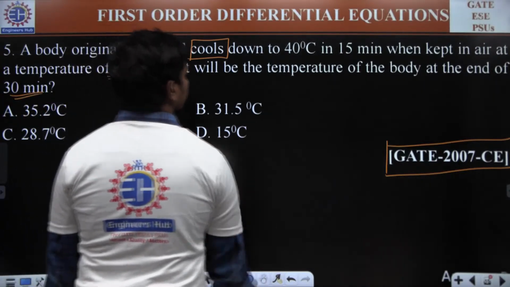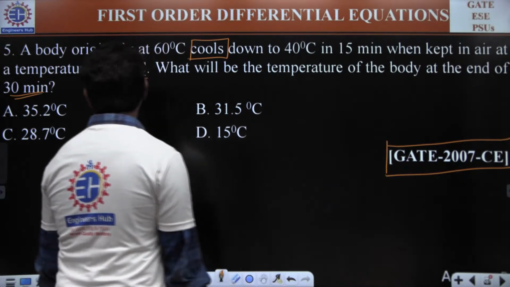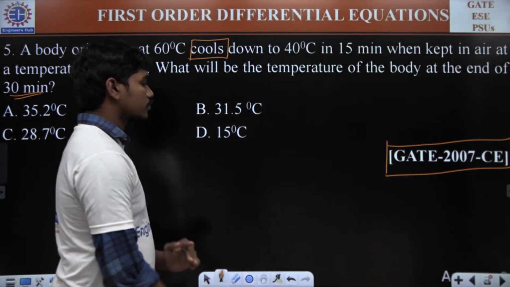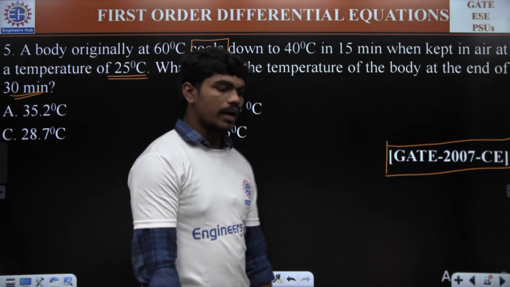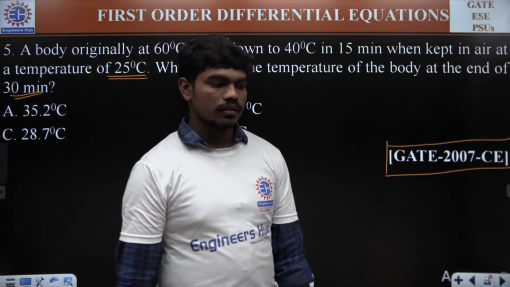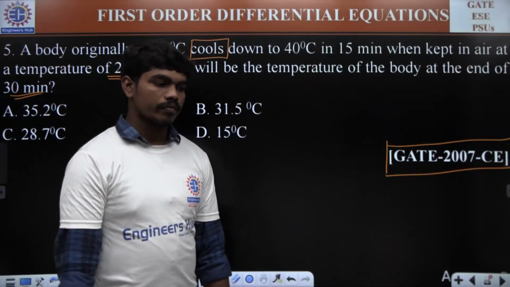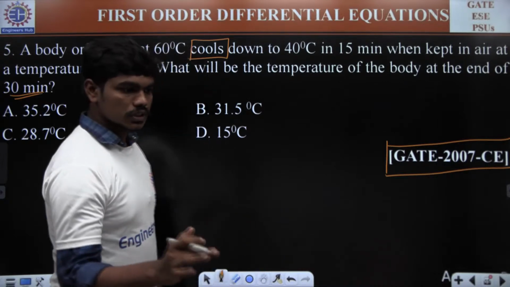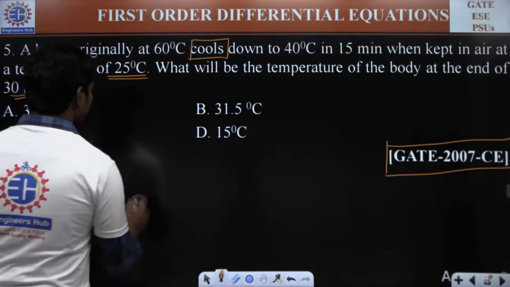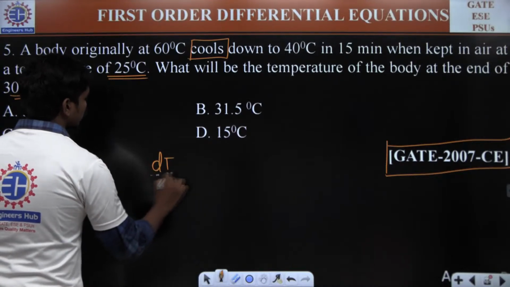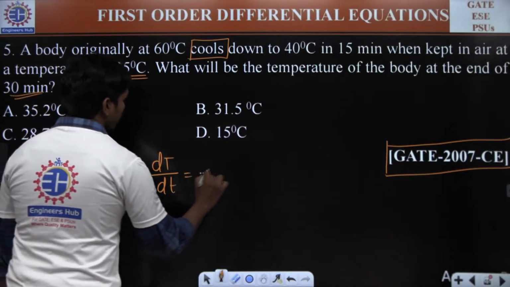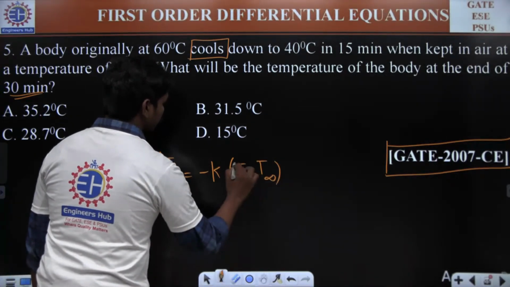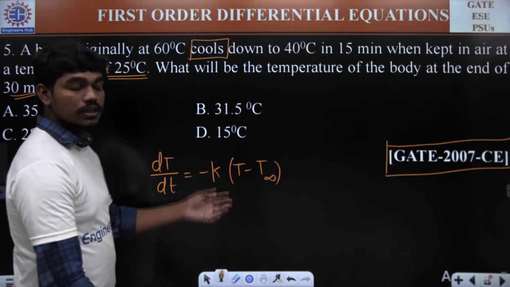So please try to solve this. Yeah, Newton's law of cooling basically. I would like to give you what is Newton's law of cooling. So based on that, you please try to solve. Newton's law of cooling is given as dT by dt is equal to minus some constant into T minus T infinity. This is what Newton's law of cooling is.